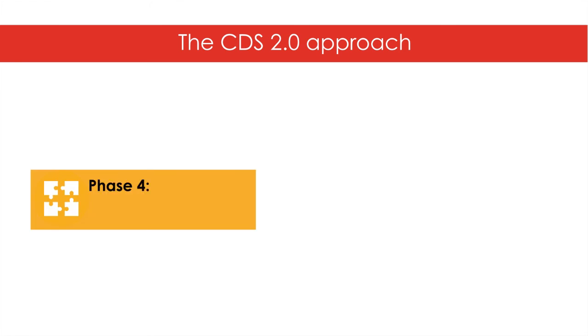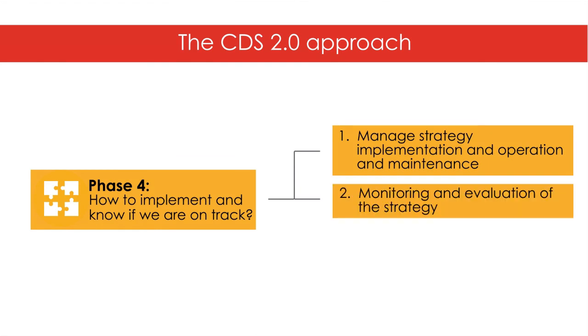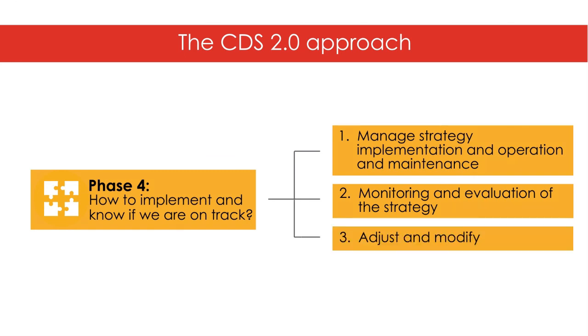Phase 4, how to implement and know if we're on track. The final phase concerns the implementation, operation, and evaluation of the strategic options. It involves developing a monitoring and evaluation system to guide regular reviews and updates of the program and projects and ensure continued relevance and learning by the stakeholders. Time frame, continuous after month 12.